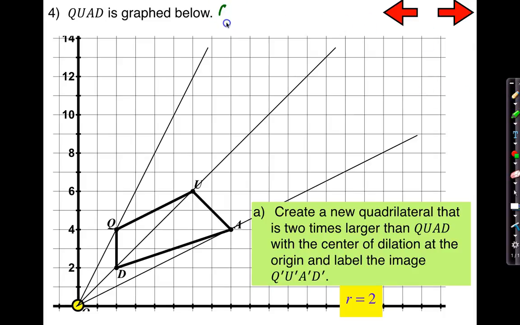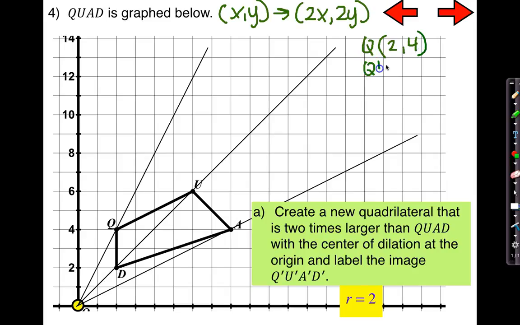So first, what I like to do is create my coordinate rule. Since they want it to double, I'm going to go ahead and do 2 times x and 2 times y. In order to use this coordinate rule, it would be beneficial to know the different ordered pairs. Q is (2, 4). So Q prime is going to be double that, so that's going to be (4, 8). Let's go ahead and plot that right now, (4, 8).